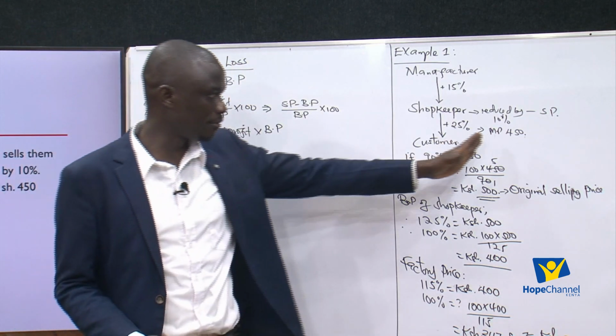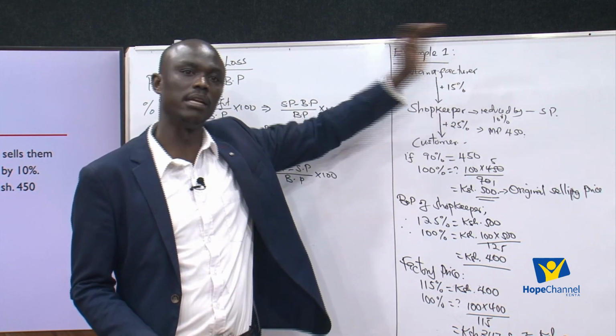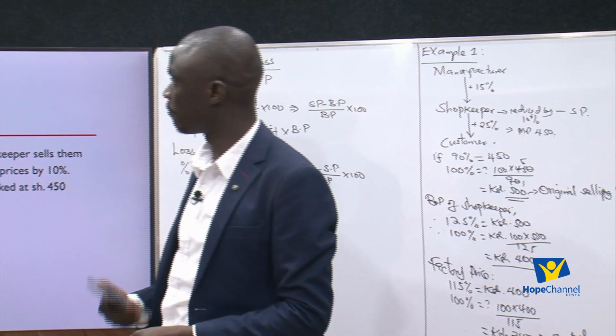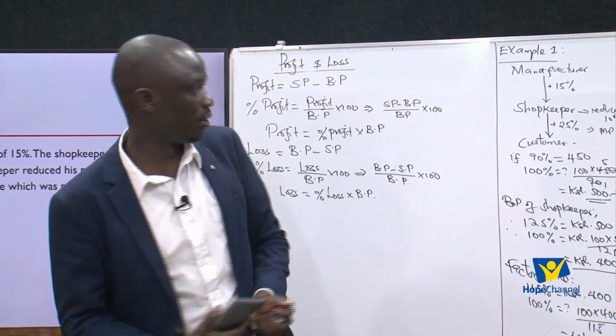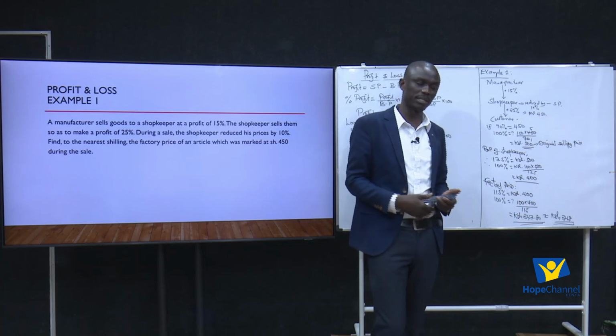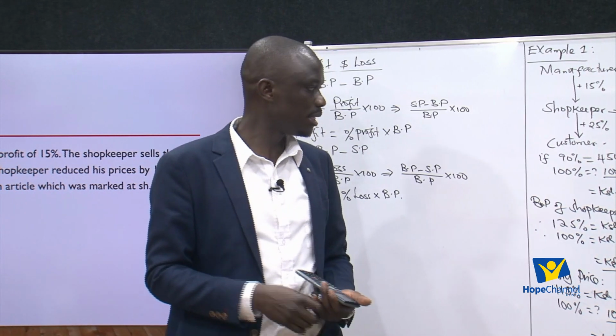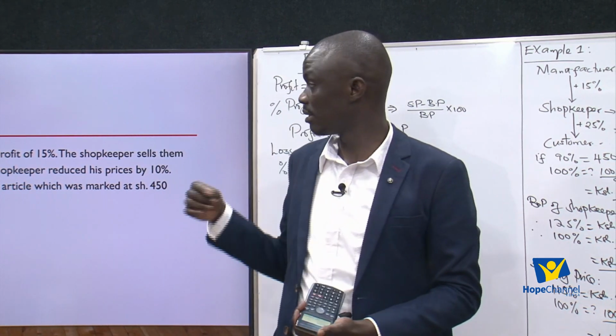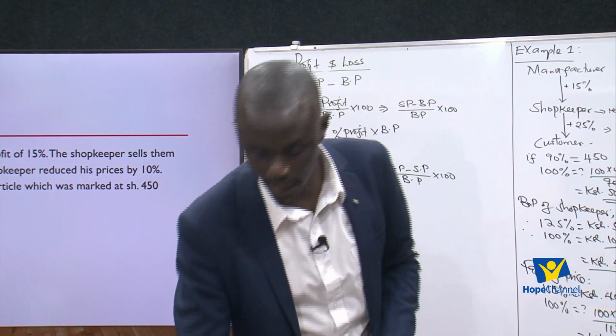So we were moving from down here, going back until we get the price. So that is how we solve the problems of profits as well as of loss. So remember, profit is above 100. So for any percentage profit, you add to 100. If we are talking about loss, we subtract that loss from 100.